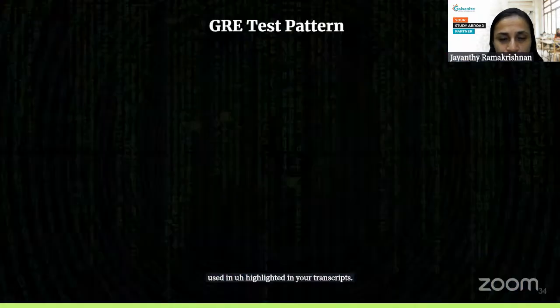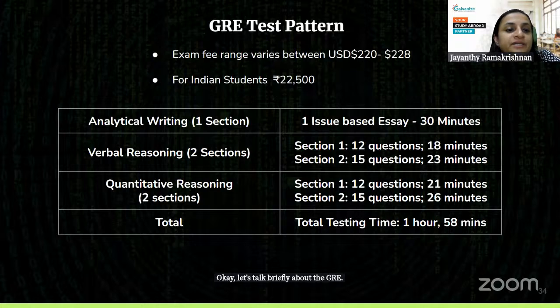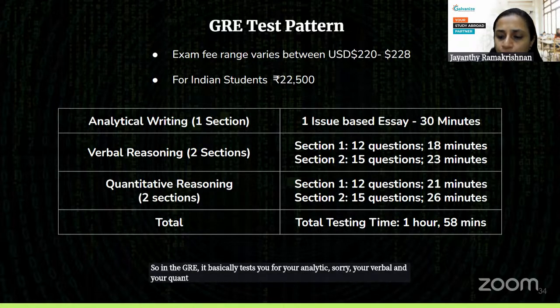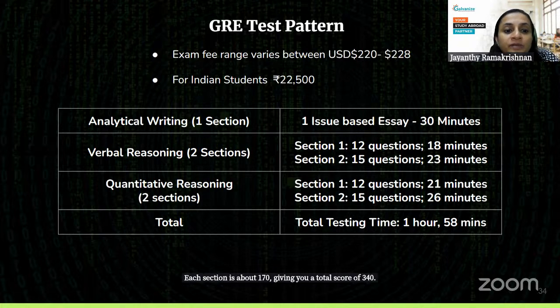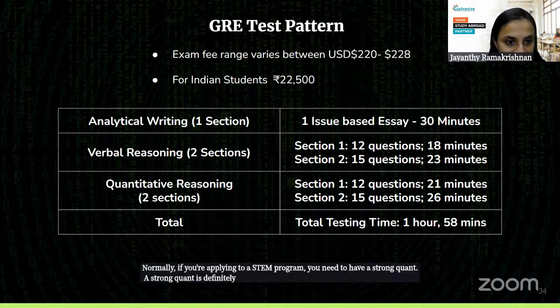Okay, let's talk briefly about the GRE. The GRE basically tests you on your verbal and your quant, and the test is about 2 hours. Each section is out of 170, giving you a total score of 340. Normally, if you're applying to a STEM program, you need to have a strong quant. A strong quant is definitely something above 160. Okay, so please keep that in mind.